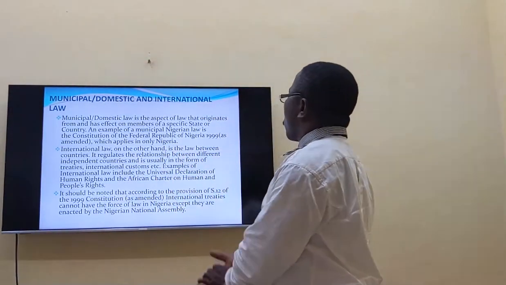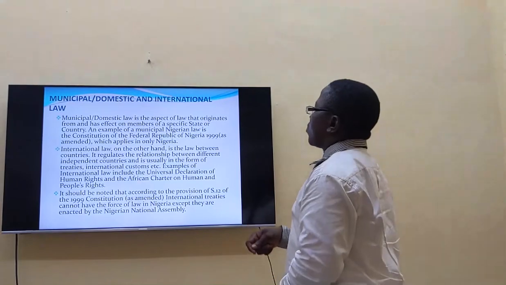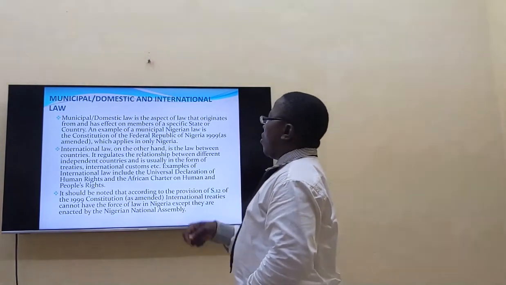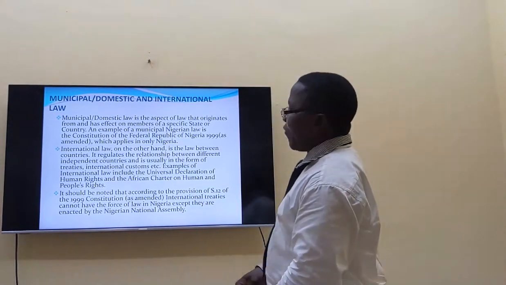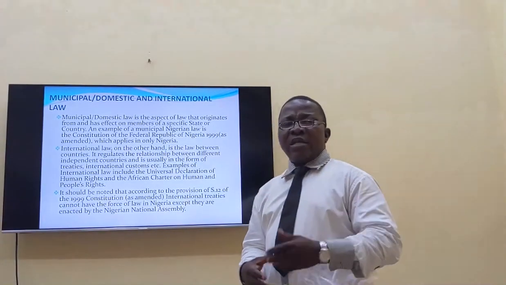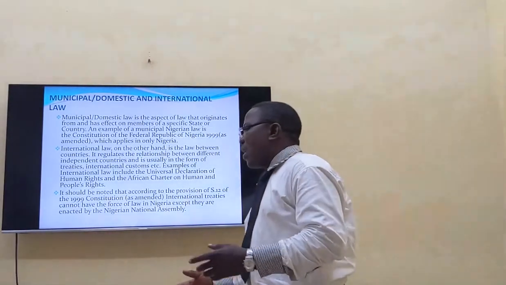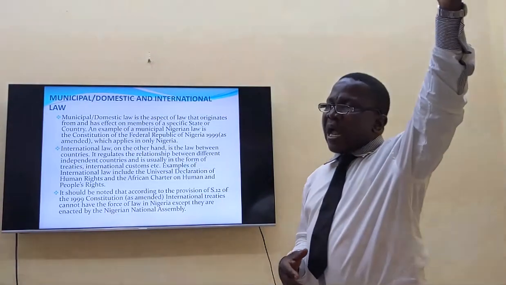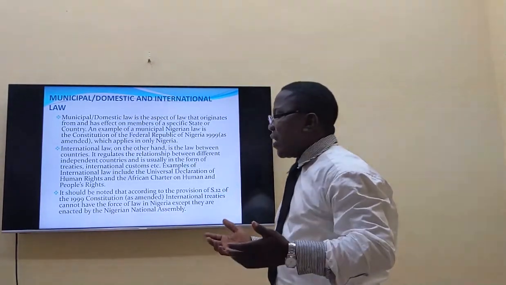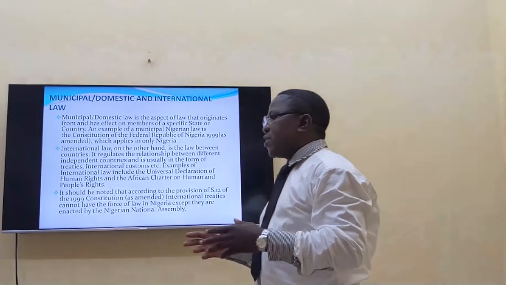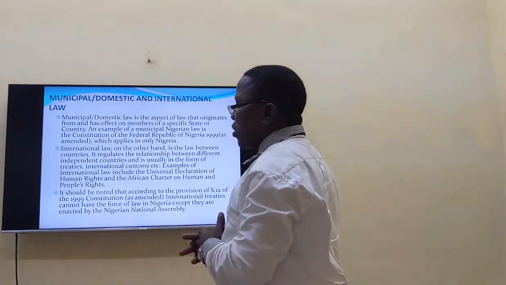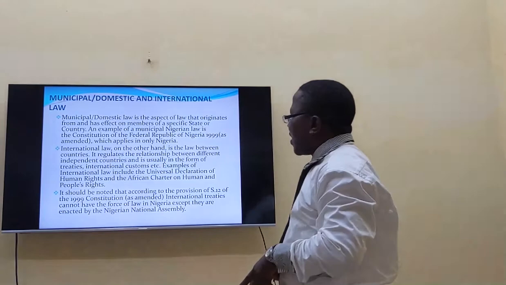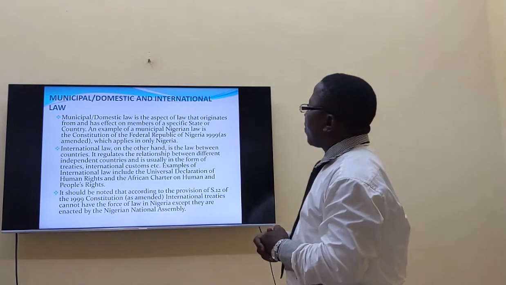When you're outside this shore, you cannot use the law that obtains here in Nigeria. For instance, let me give you an example. The Nigerian law says that a man and a man, or a woman and a woman, cannot marry. But abroad, Nigerians may get married. That's a same-sex marriage. You cannot criminalize it there. But once they are in Nigeria, it is unlawful.